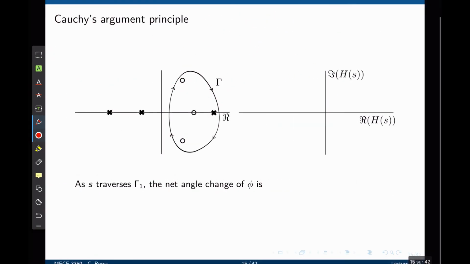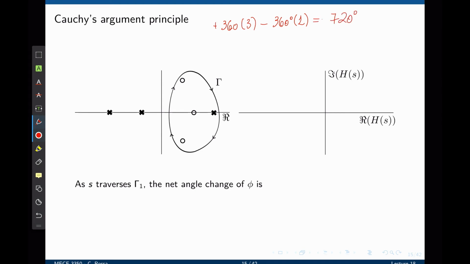Now let's look at another example. Here we have this contour that encircles 3 zeros and 1 pole. The contour by definition is always given in the clockwise direction. What is the net angle change of phi? We have 3 zeros, so each zero inside of the contour will contribute with plus 360 degrees times 3. And each pole will contribute with negative 360 degrees. We have one pole inside of this contour. So the net angle change is 720 degrees.